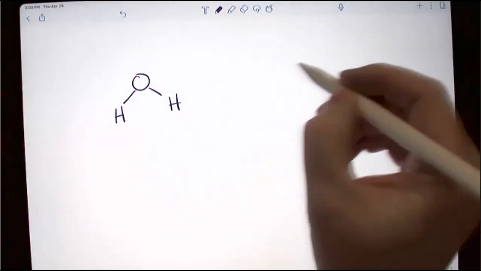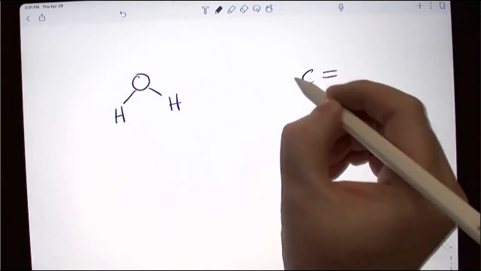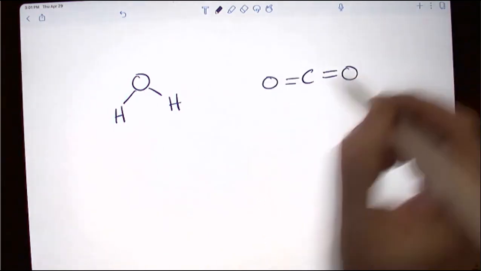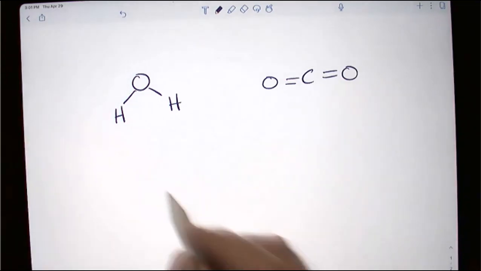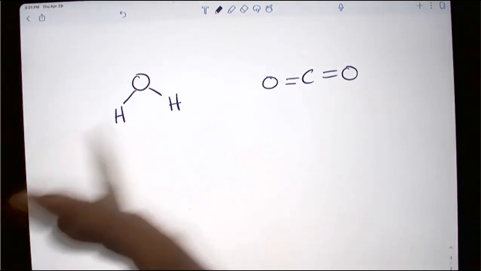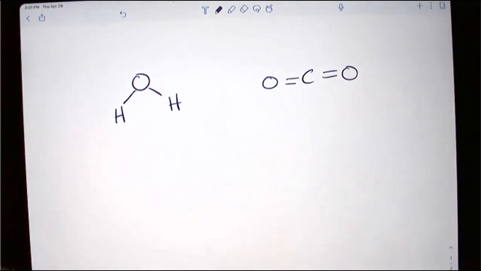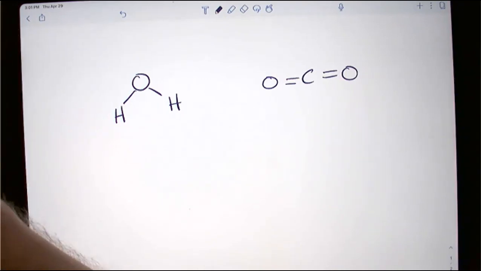Another molecule I want you to know the shape of is carbon dioxide. Carbon dioxide is like water in that it has 3 atoms, but its 3 atoms are in a straight line. There are double bonds instead of single bonds, but that's not really important. It's the fact that it's a straight line that's important. If you think about the bonds for a minute, the EdPuzzle that I gave you on polarity and nonpolar and polar bonds was about bonds, not about molecules, right?